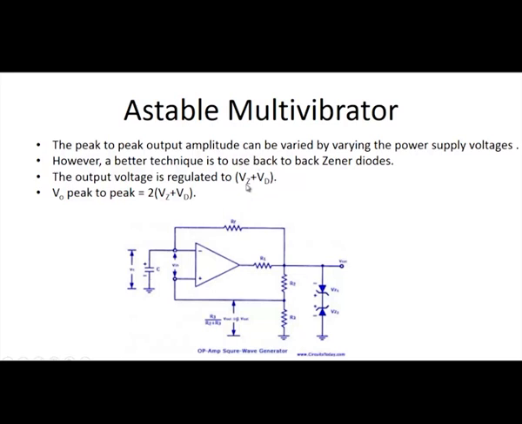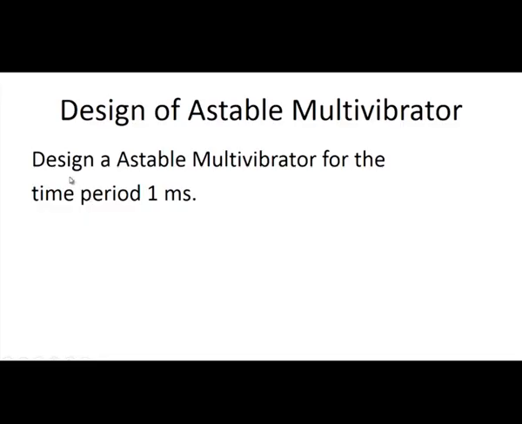The output voltage in that case is Vz plus Vd. So Vz is the breakdown voltage and Vd is the forward voltage of the Zener diode, and if you want to calculate the peak to peak, it is 2 times (Vz plus Vd) for the output voltage. So in order to have a value lower than the saturated output voltage, this is the setup of an astable multivibrator. At that time the output voltage of the circuit will be Vz plus Vd.